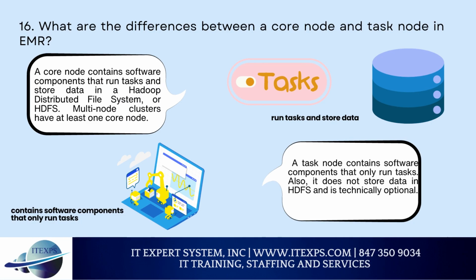16. What are the differences between a core node and task node in EMR? A core node contains software components that run tasks and store data in a Hadoop distributed file system, or HDFS. Multi-node clusters have at least one core node. A task node contains software components that only run tasks. Also, it does not store data in HDFS and is technically optional.